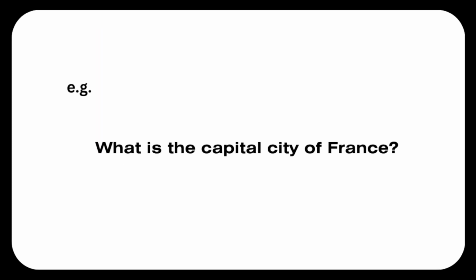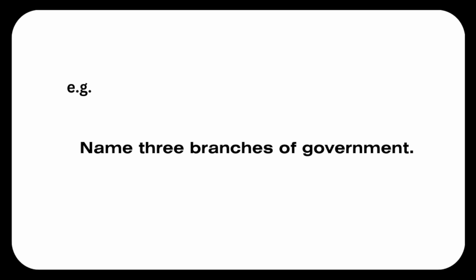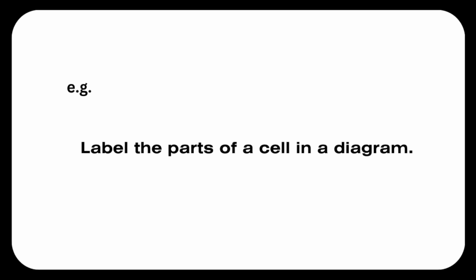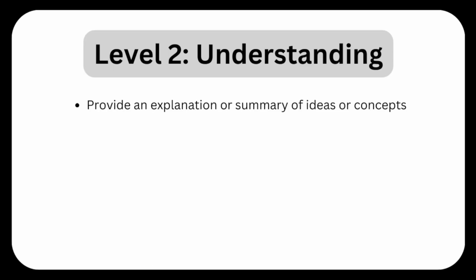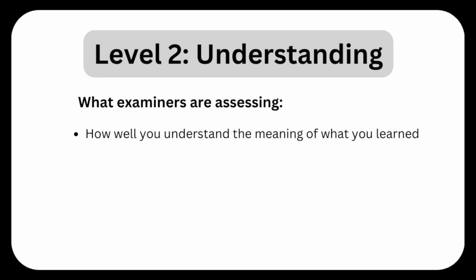For example, what is the capital city of France? Name 3 branches of government. Label the parts of a cell in a diagram. Level 2. Understanding. Here, you are expected to provide an explanation or summary of ideas or concepts that you know. These questions are assessing how well you understand the meaning of what you learned.